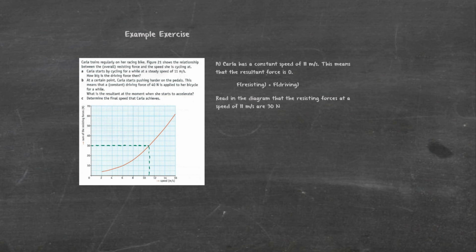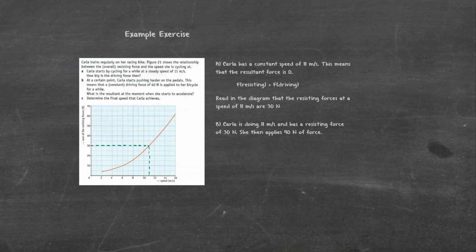Question B. At a certain point, Carla starts pushing harder on the pedals. This means that a driving force of 40 newton is applied to her bicycle for a while. What is the resultant at the moment when she starts to accelerate? So, Carla is cycling at 11 meters a second and then starts pushing harder on her pedals. Her force now reaches 40 newton. What is the resultant at this moment?